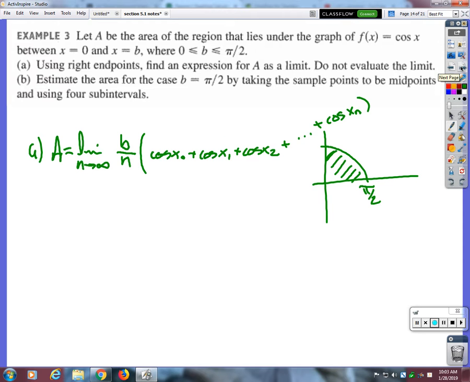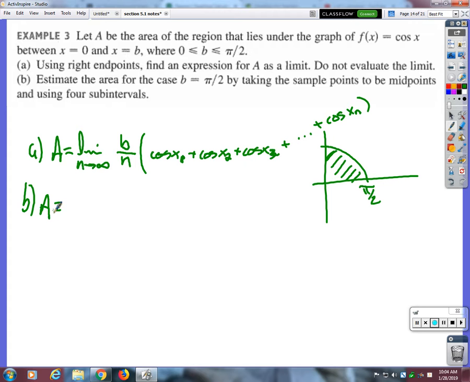That's an n. Okay, let's do an example, and I screwed up, I'm sorry. This is supposed to start at 1, not 0. Okay, but whatever. All right, so let's estimate the area by letting b equal pi over 2, and we're going to do 4 rectangles, okay?